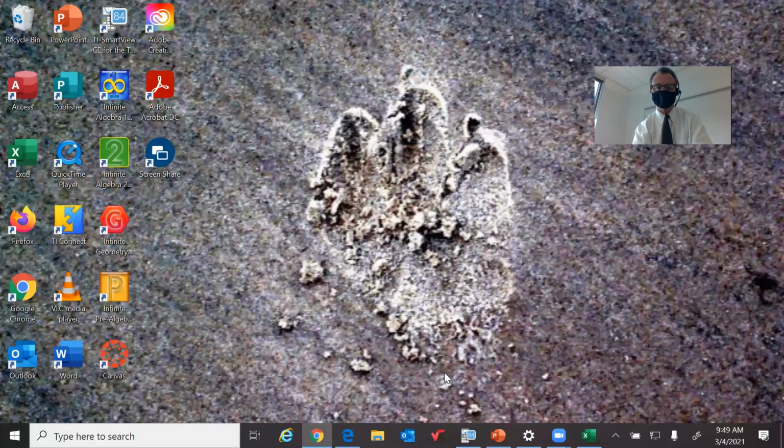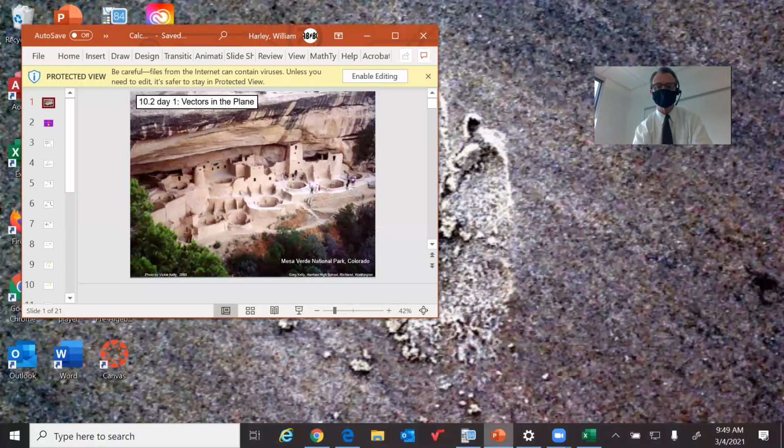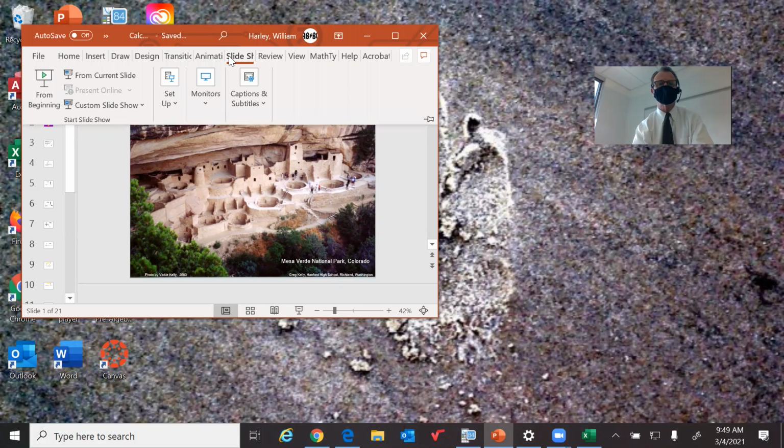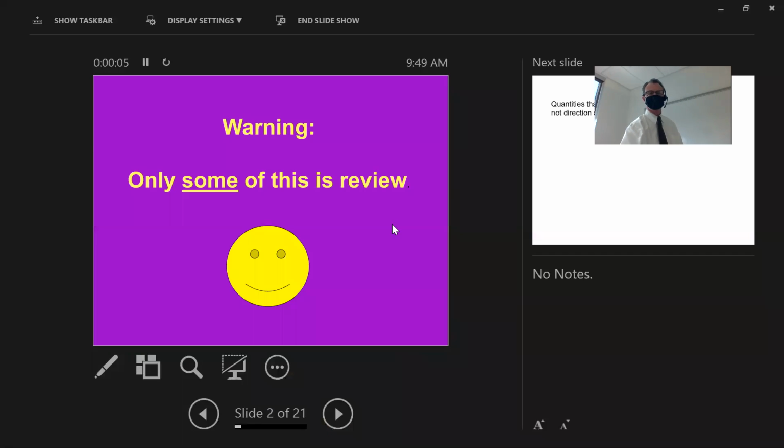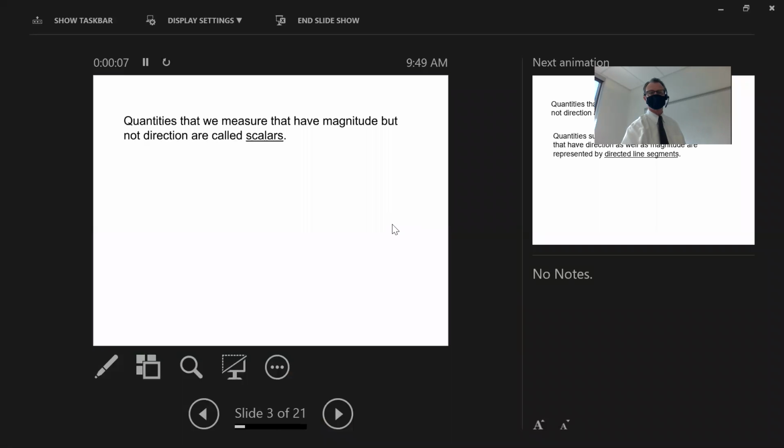This is 10-2 on vectors, 10-2 the alpha lesson. Right, you're not accountable for the vocabulary, not accountable for scalars.